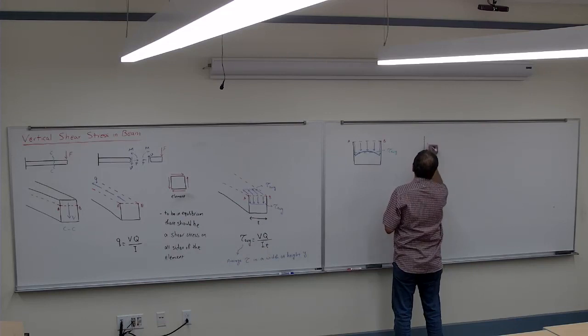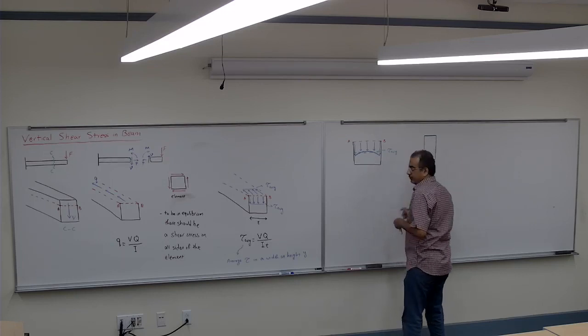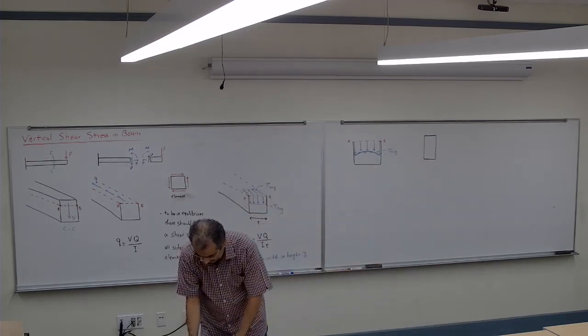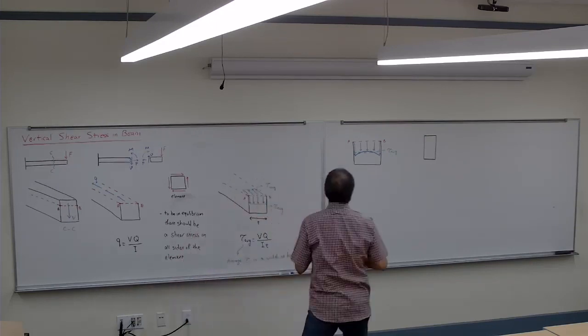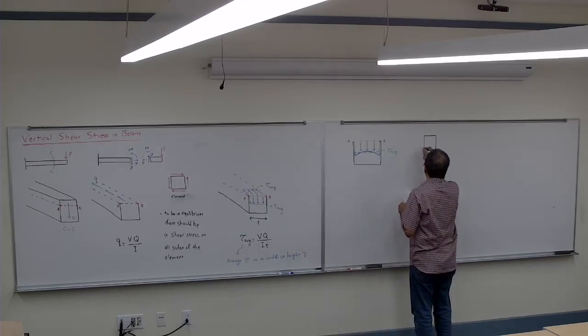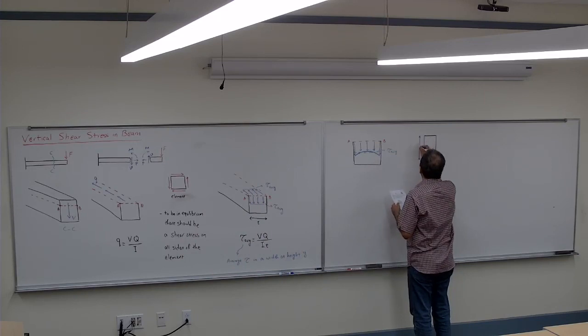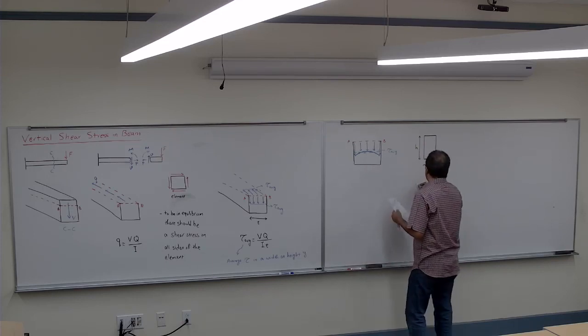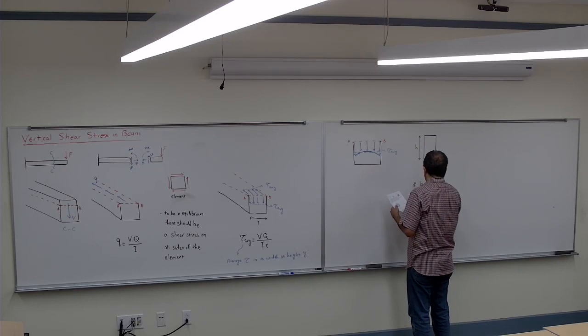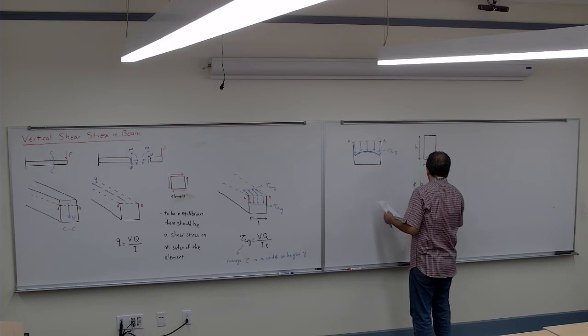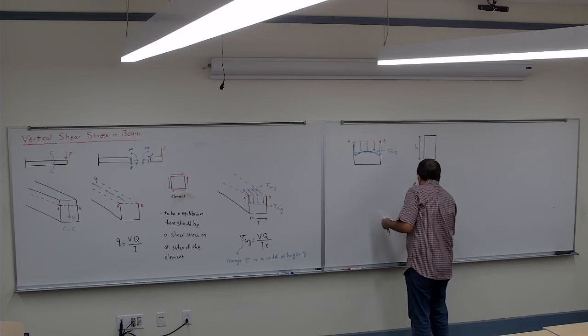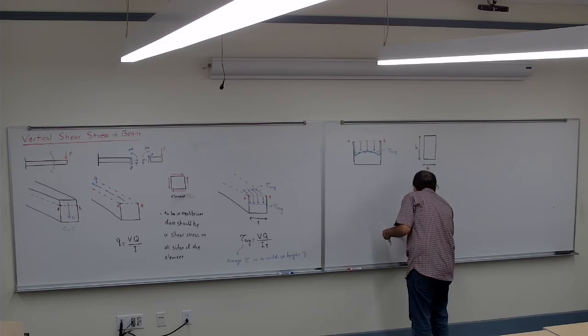Now, if you have a cross section that looks like this, we're going to name it B and H, this is the B, and this is the H. It says that if B divided by H is less than or equal to 0.25, then the shear stress in the width can be assumed to be uniform.